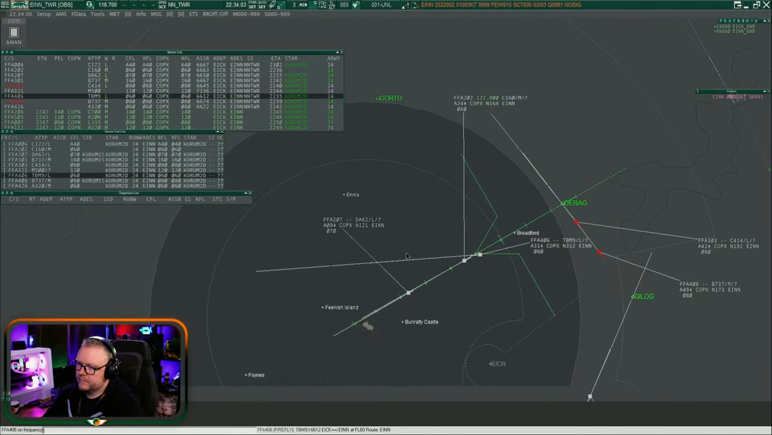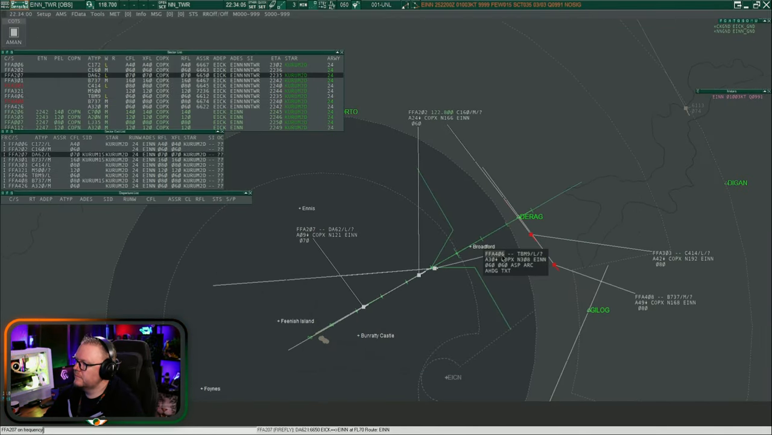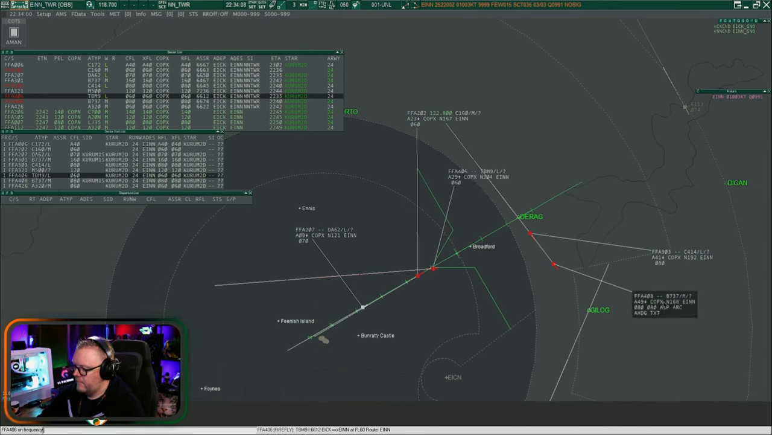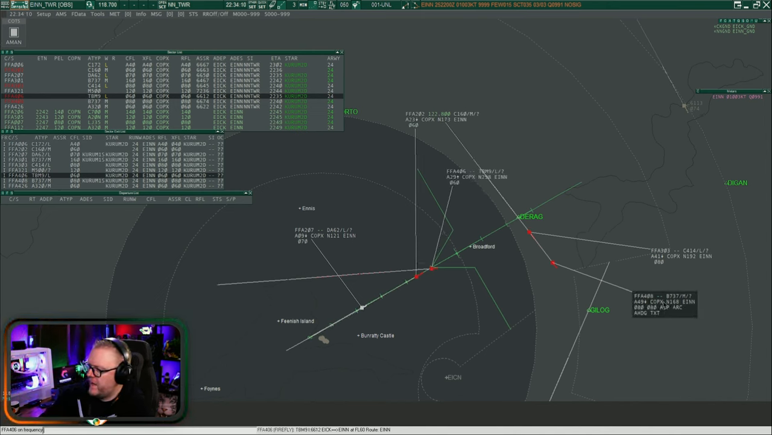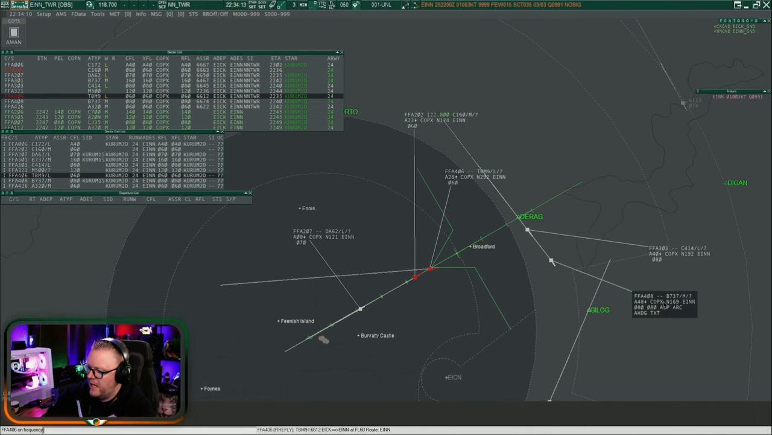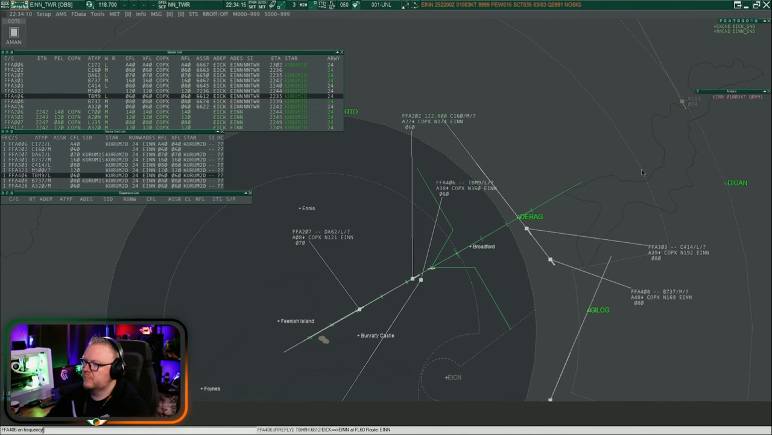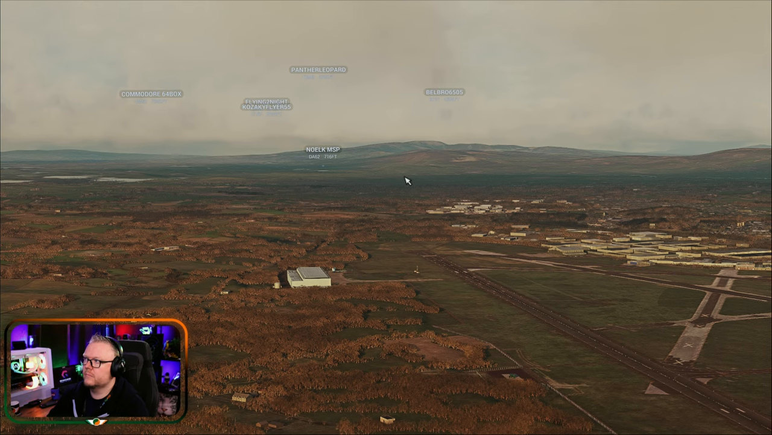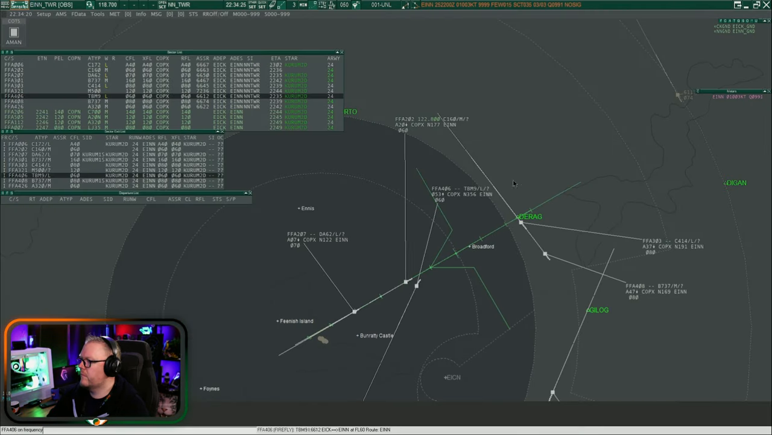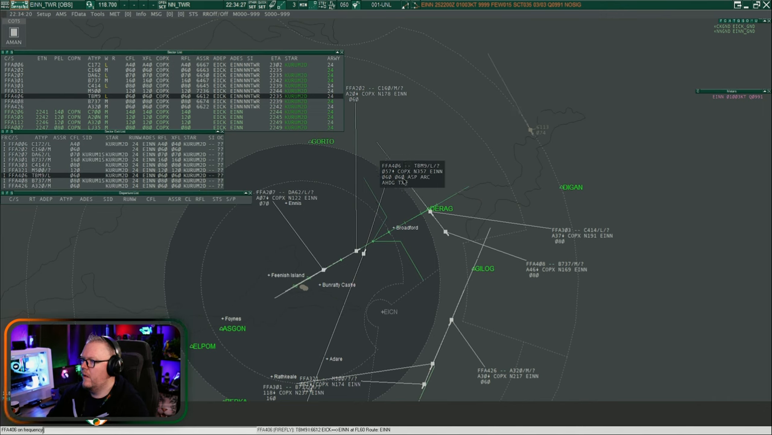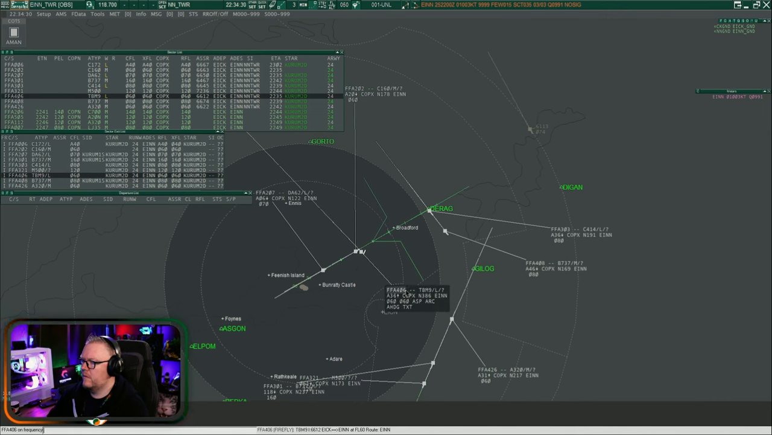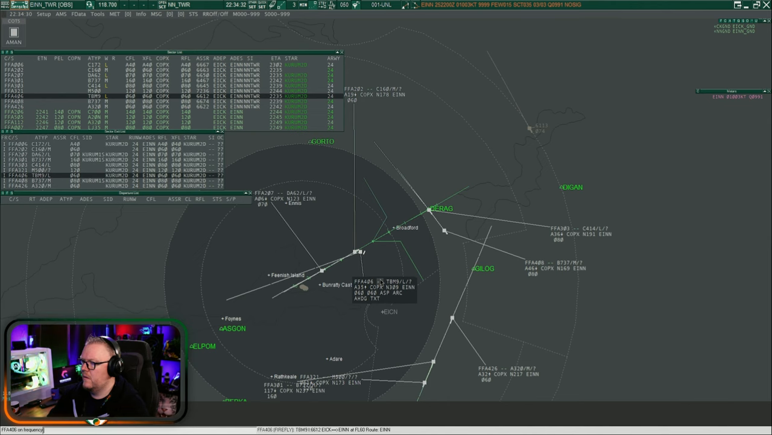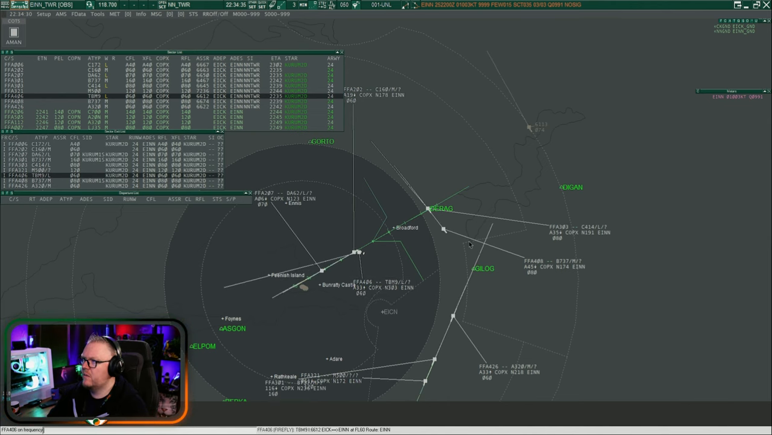Shannon Tower, Firefly 408, just past Killock, direct to DRAC. Firefly 408, continue approach. Call me back when fully established. We'll call back when fully established on ILS, Firefly 408. Okay. Where's 406 going? It needs to be going 090, so that's heading east, yeah?